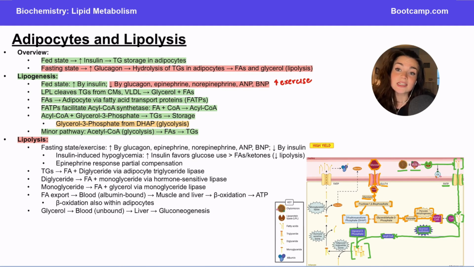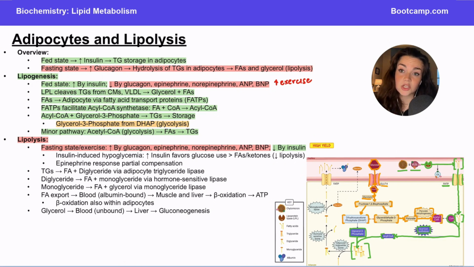Now, how do we release those energy stores when it's time, like when we are exercising or fasting? That is going to be stimulated by all of those things that were inhibiting lipogenesis. So that's glucagon, epinephrine, norepinephrine, ANP, and BNP. And lipolysis is going to be decreased by insulin. And this is a high yield point because it explains why you can get insulin-induced hypoglycemia.